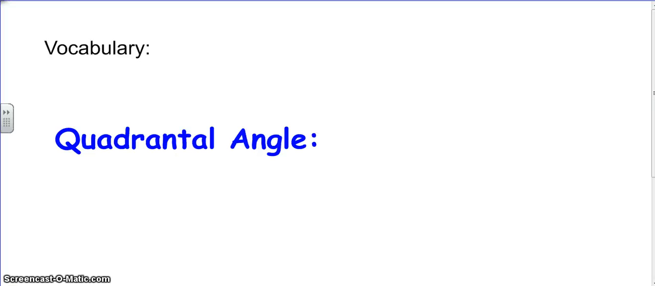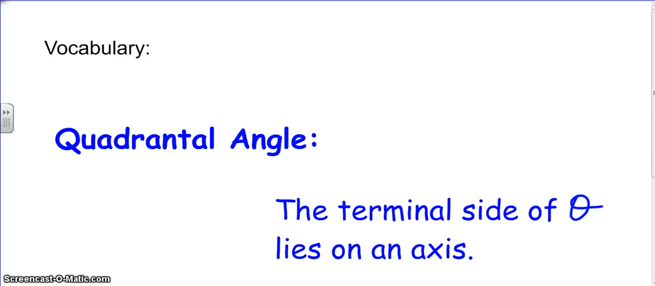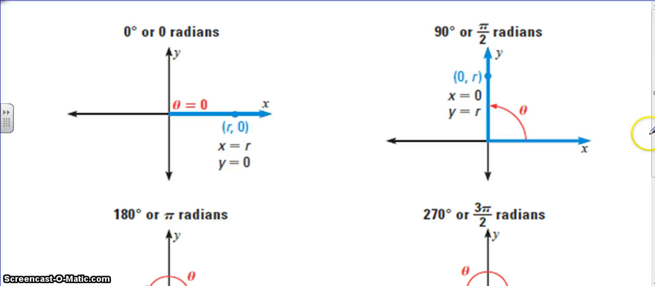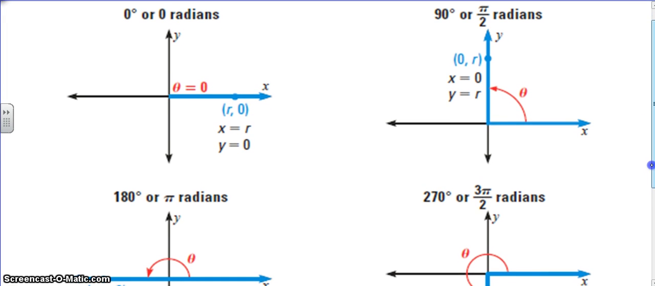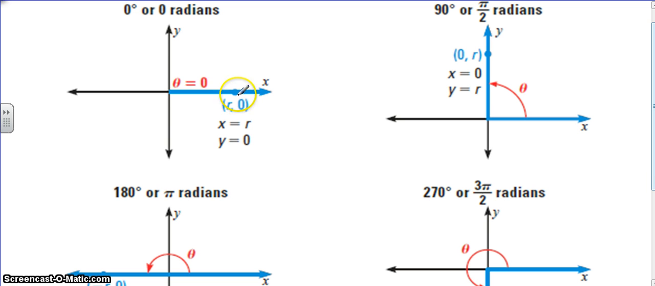Now for some vocabulary. A quadrantal angle is an angle where the terminal side of theta lies on an axis. This is a fancy way to say that your terminal side is either your positive y-axis, your negative x-axis, your negative y-axis, or your positive x-axis. So it is just these. Even though this doesn't look like an angle, what you want to remember is that in trig, our angles are made up of two rays. You have your initial side and you have your terminal side.